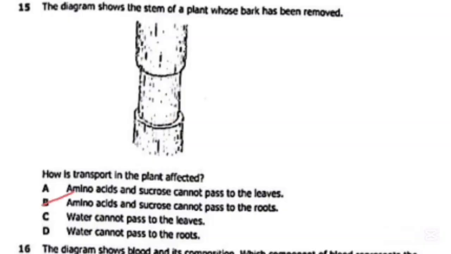Why is C wrong? Water cannot pass to the roots. These two answers are wrong because water can pass to the what? To the leaves and what? To the roots. Because the xylem is not affected, but the phloem tissue is the one which is affected. Moving on to question 16.